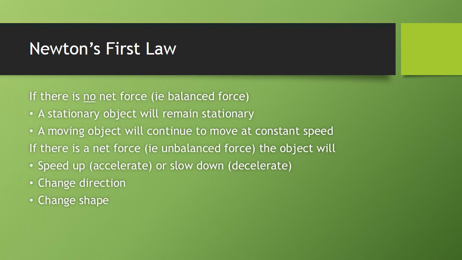To expand this out a little bit, you need to think about it in two situations. If there's no net force acting, i.e. if all of the forces are balanced and there's no overall force, then a stationary object will remain stationary, which makes sense. A moving object will continue to move at constant speed, and that one doesn't make sense. We're going to talk about that a little bit more later.